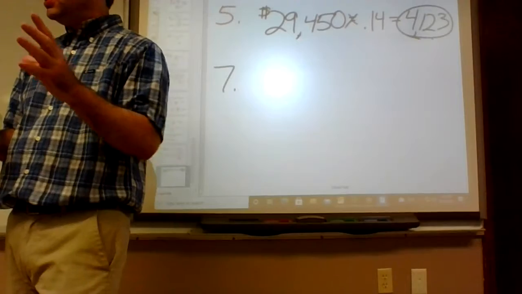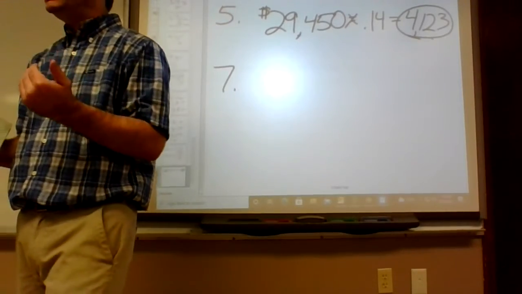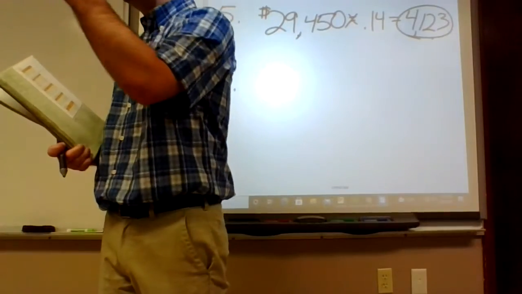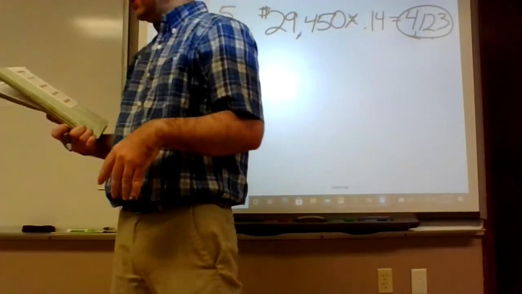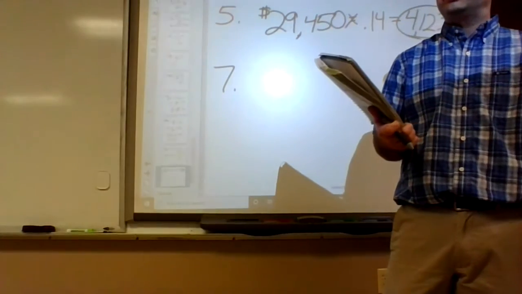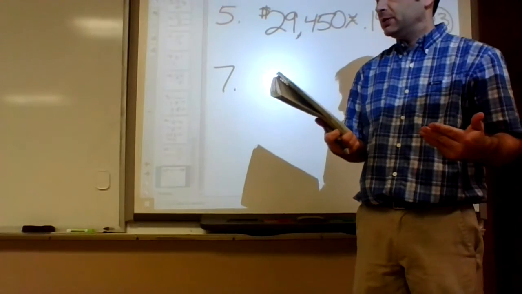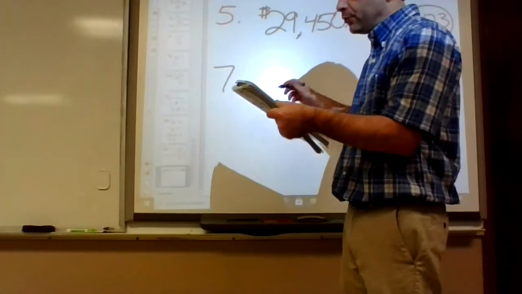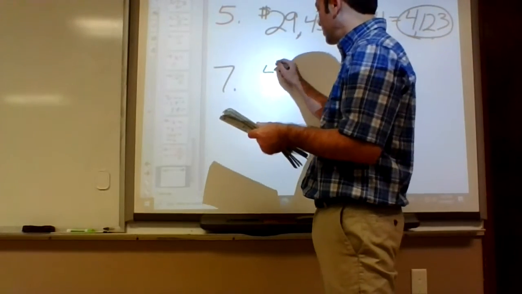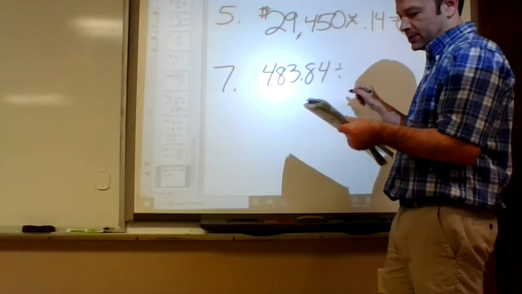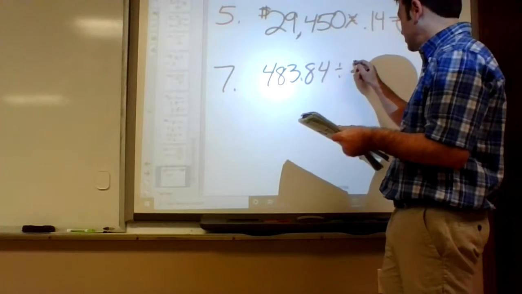Divide. If sales times rate equals commission, then to go backwards we do commission divided by rate equals sales, or commission divided by sales equals rate. And we're missing the rate, so that's the one we need to do. We do commission, 483.84, divided by sales, 6912.